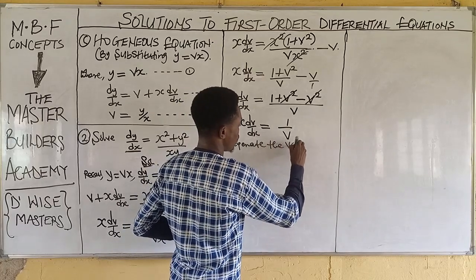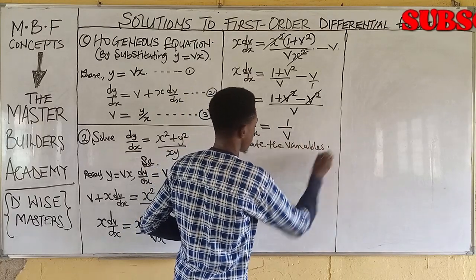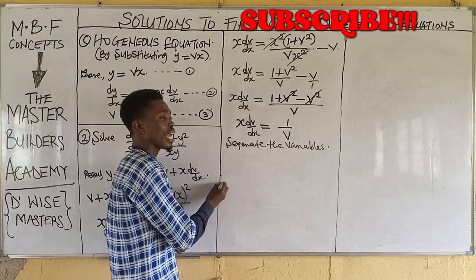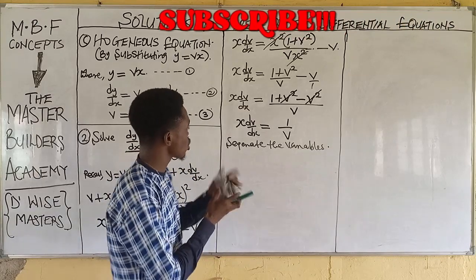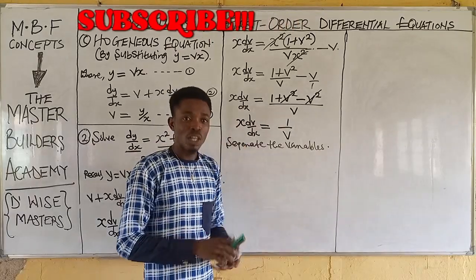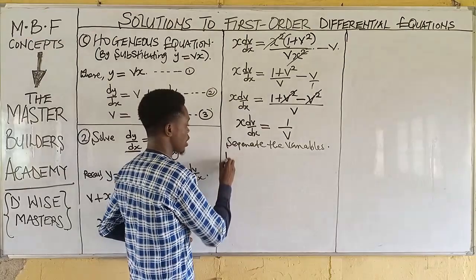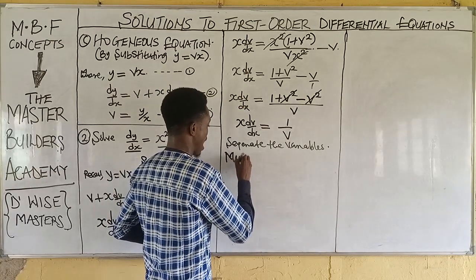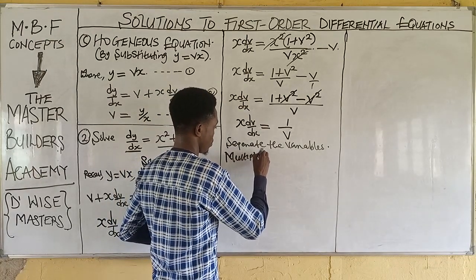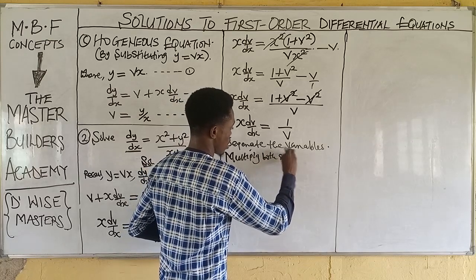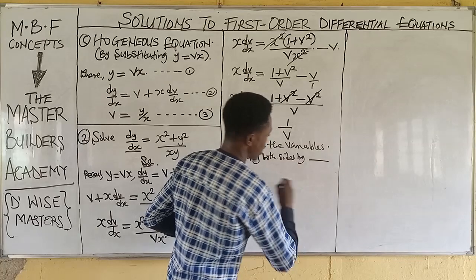Separate the variables. Alright? Now, to separate the variables, all we need to do is to find a particular factor such that when we use it to multiply the left hand side and the right hand side, we will be able to separate the two variables. And how do we get that done? Just say, multiply both sides by, then generate a fraction.